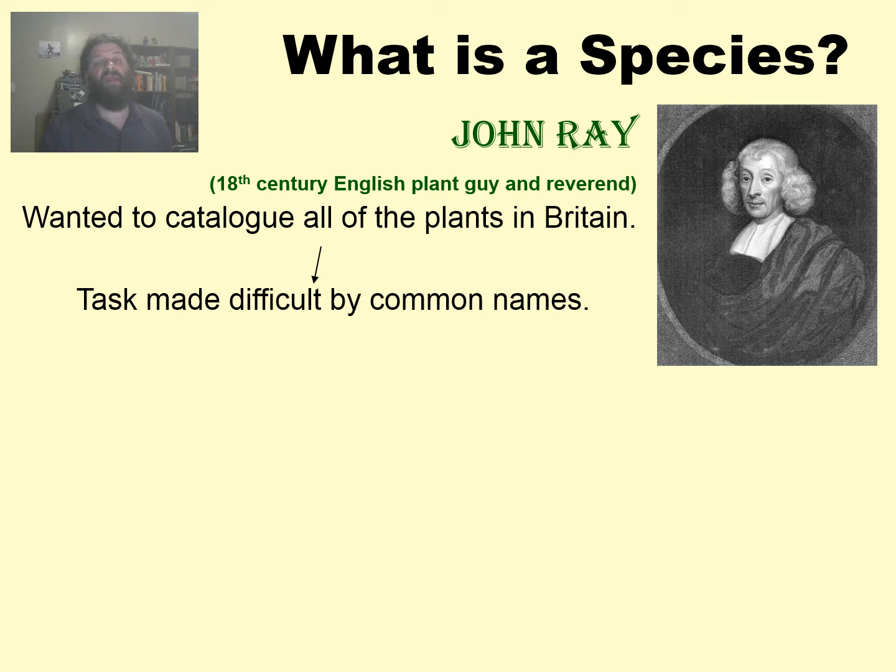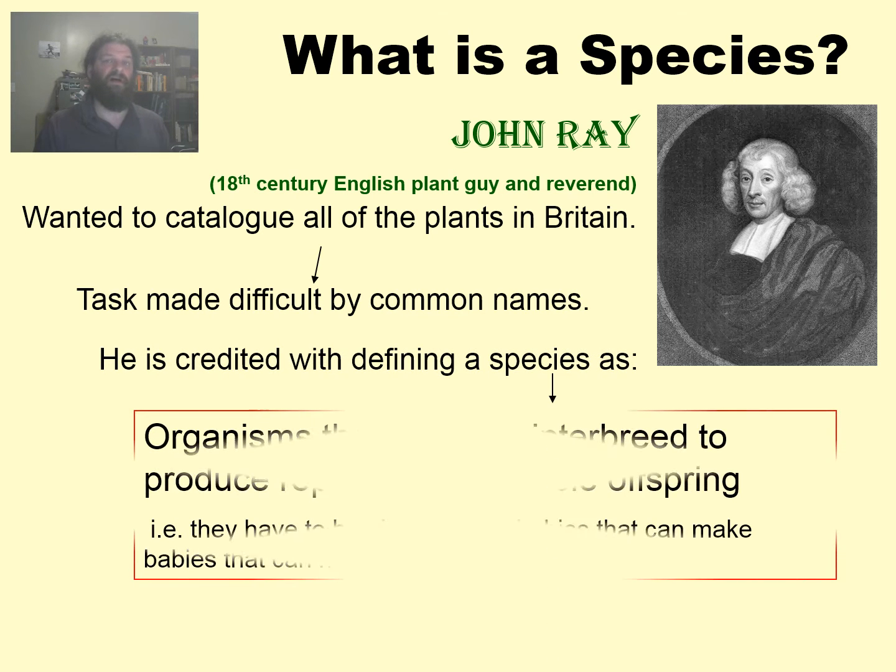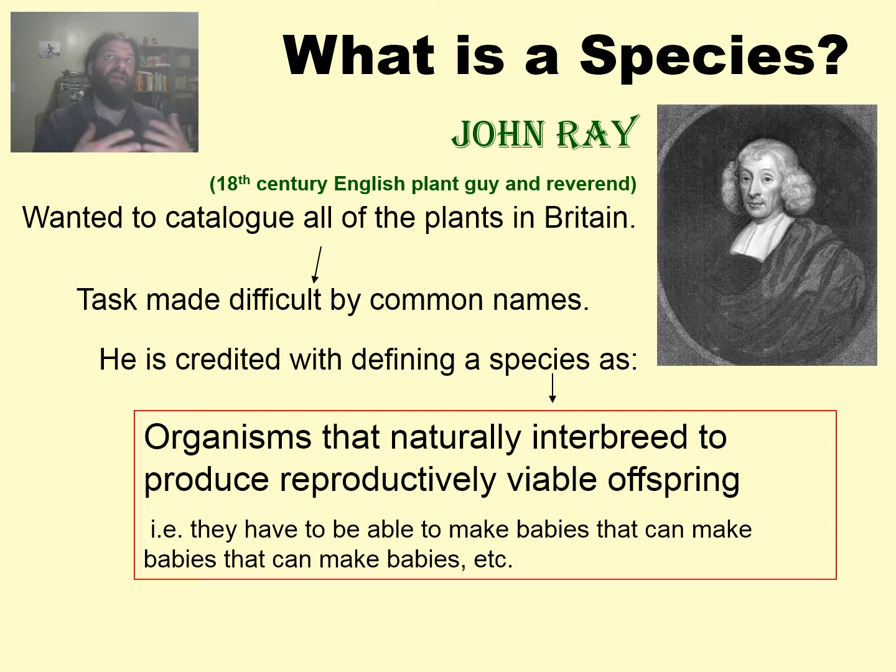Right. And he is credited with coming up with the definition of species. In order to be members of the same species, they have to be able to set up a self-sustaining population. Right, so they have to be able to interbreed, and the resulting offspring have to be reproductively viable, which means that they also have to be able to interbreed, and so on, so we can have babies and babies and babies.